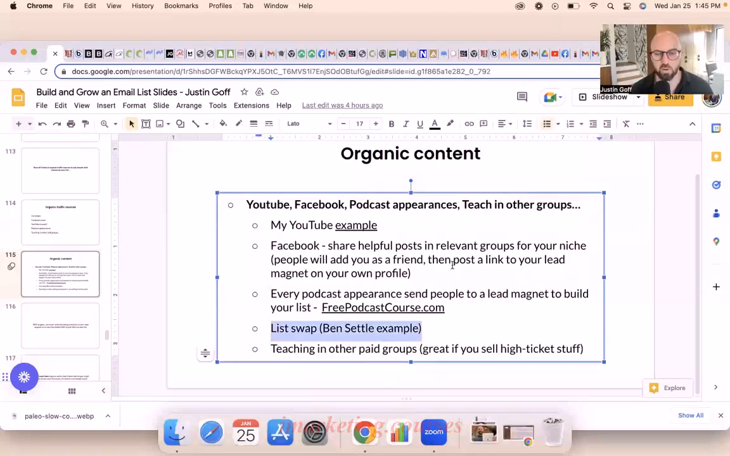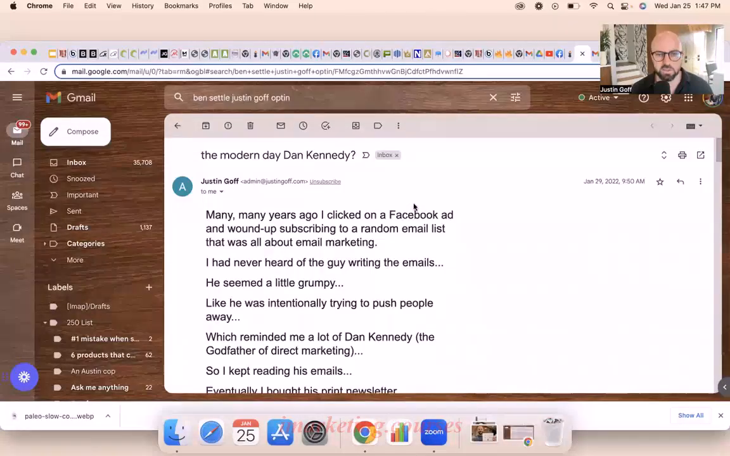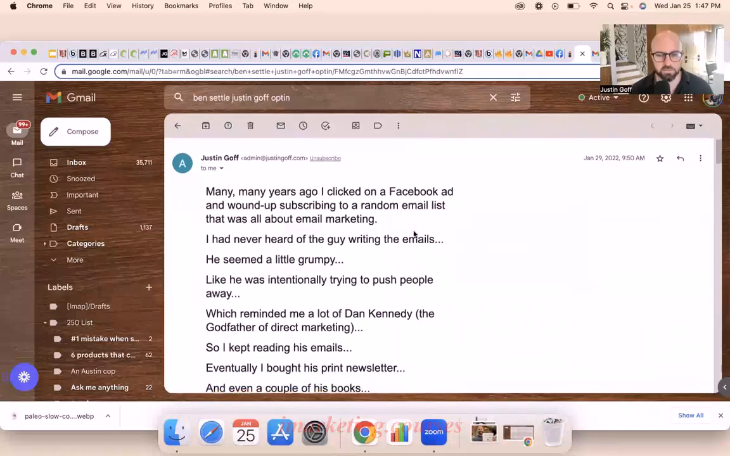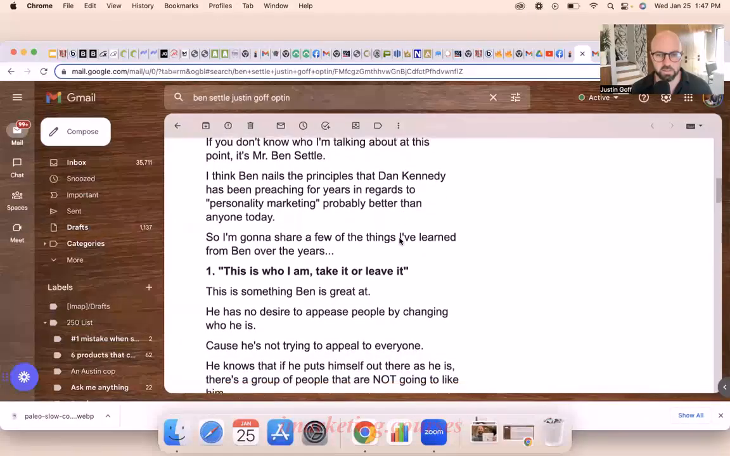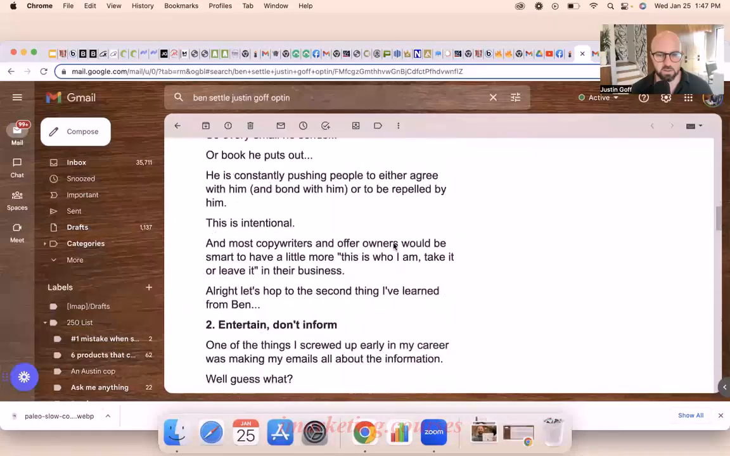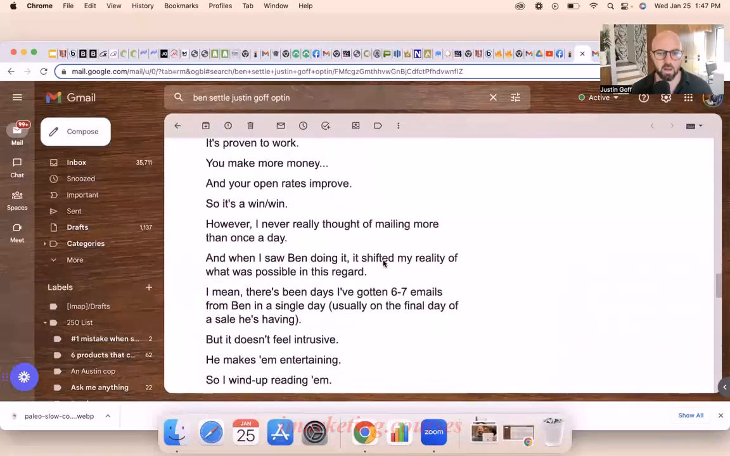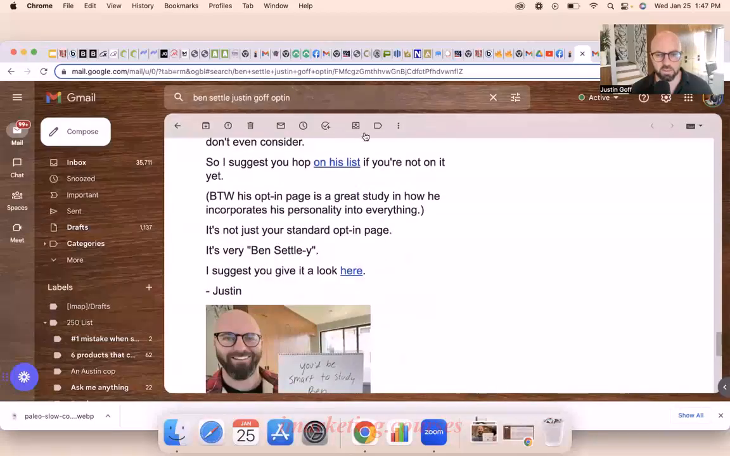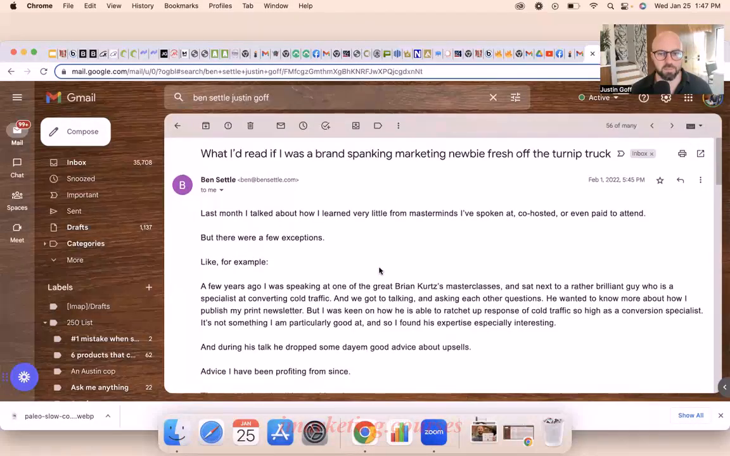List swaps. This has been a really good one for me. I did this with a couple different people. I'll show you a couple examples here. So the one I did with Ben Settle, we basically just promoted each other's opt-ins to our list. I wrote this big email about how Ben is the modern day Dan Kennedy, and talked about some of the stuff I learned from Ben. And at the end, promoted his opt-in, boom, boom. So I sent one email for Ben, and then Ben sent one email for me.